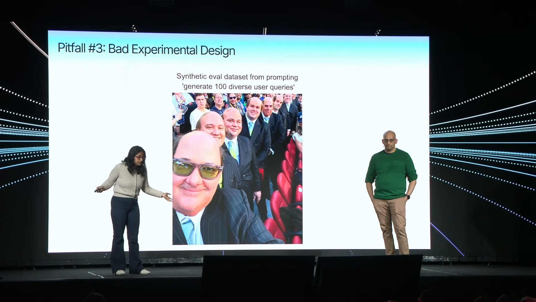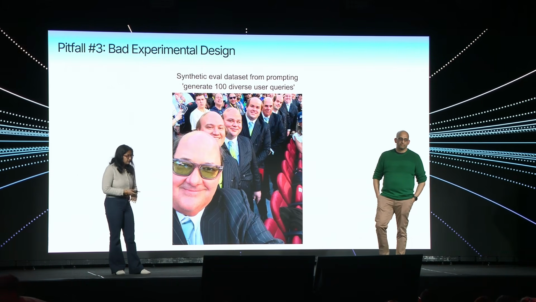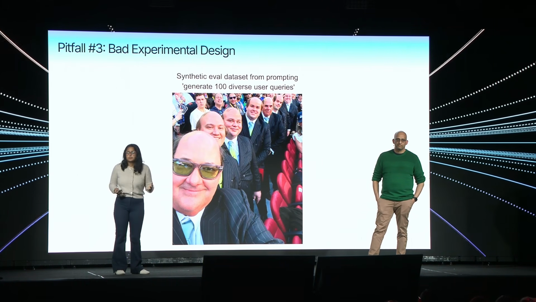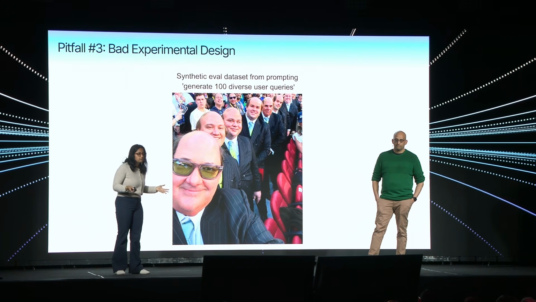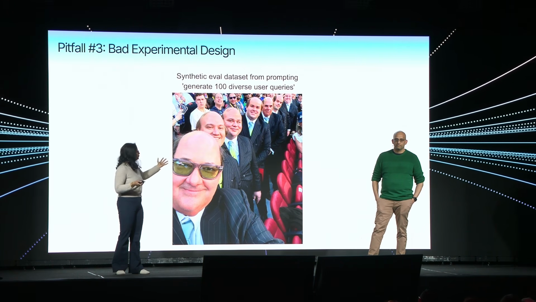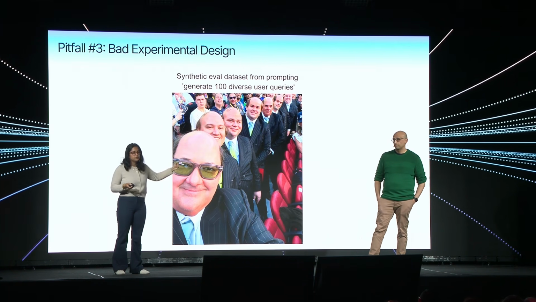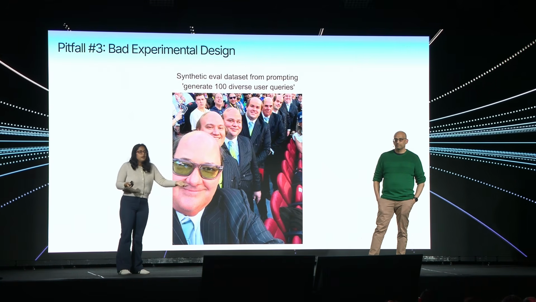The third pitfall that we see is really broad, but it's bad experimental design. And I'll talk about two ways that we see it. One is people like to generate synthetic data. I love doing that. But they'll do so in a way where all the traces end up looking something like this. Why does that happen?